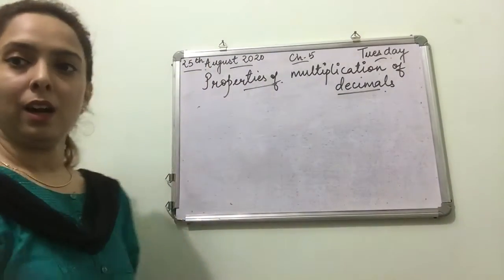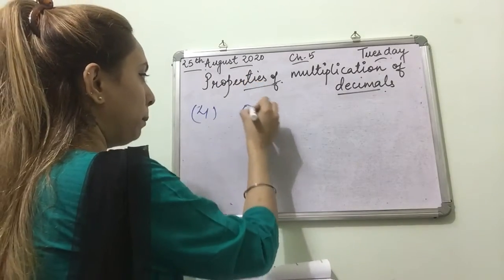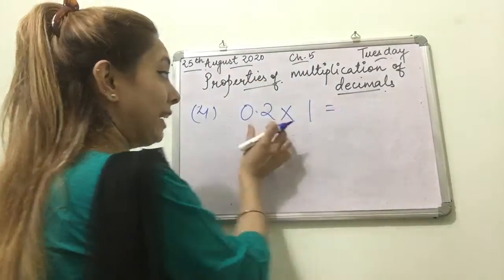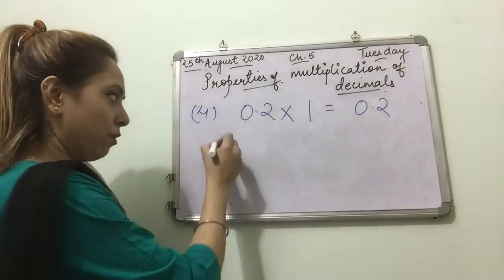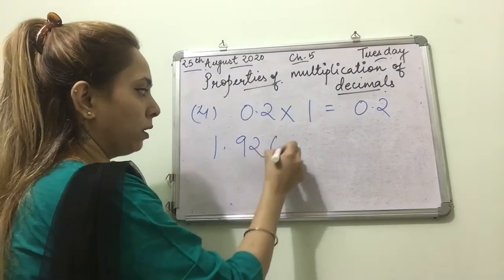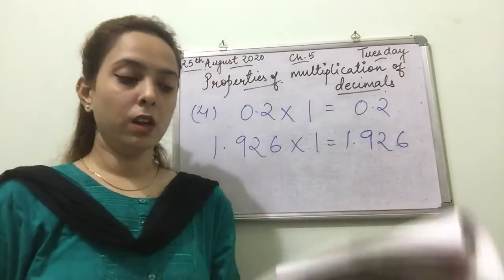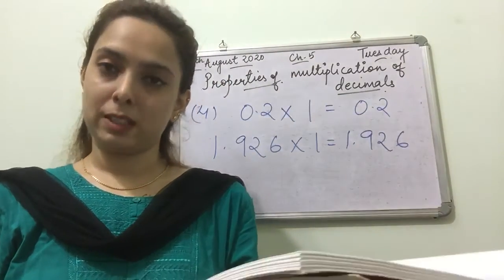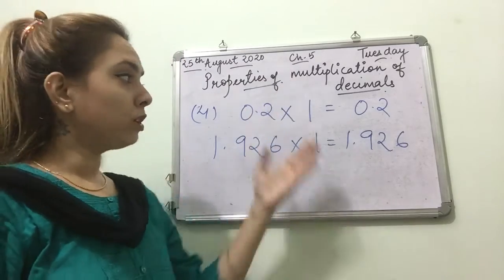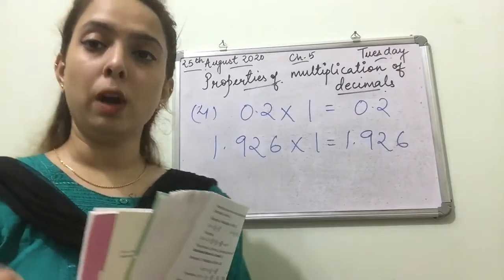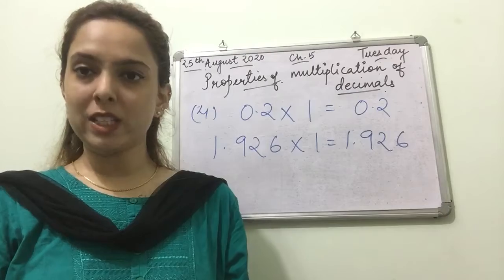Fourth property, the last property, is if you multiply any decimal number by 1, your product will be the number itself. So the language is the product of a decimal and 1 is the decimal itself. So these are the 4 properties which you have to apply in exercise 5.12. So let's start doing some questions.